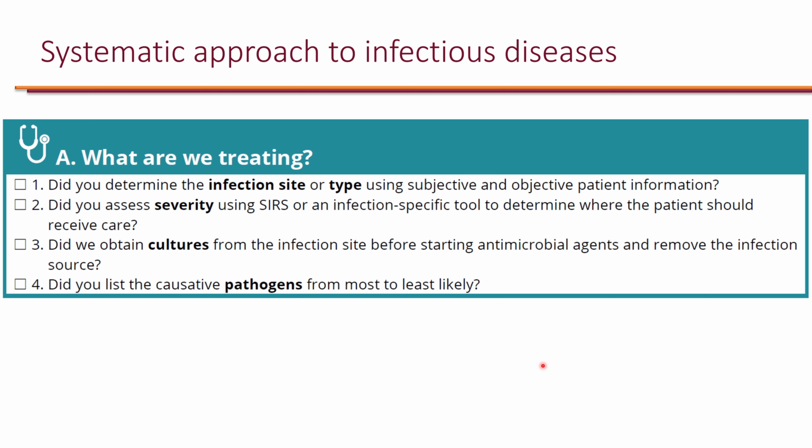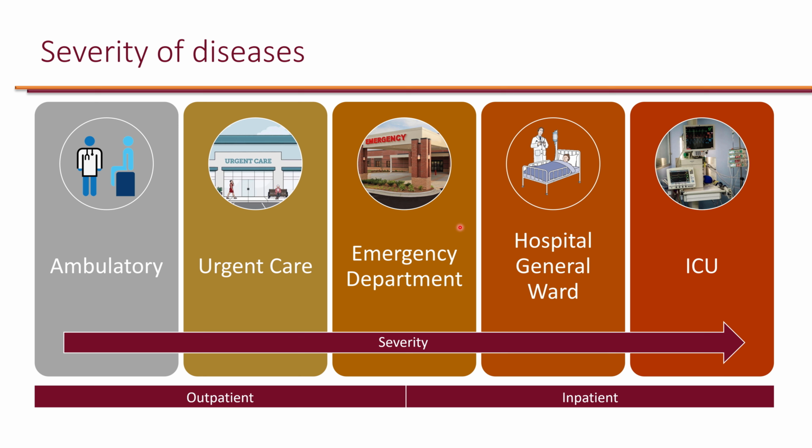Second, did you assess severity using SARS or an infection-specific tool to determine where the patient should receive care? As we learn about different infections throughout this course, we will talk about infection-specific tools that are relevant. Determining the severity of disease can help triage the patient to the appropriate setting in order to receive appropriate care. And in general, we can think of the settings as outpatient or inpatient.